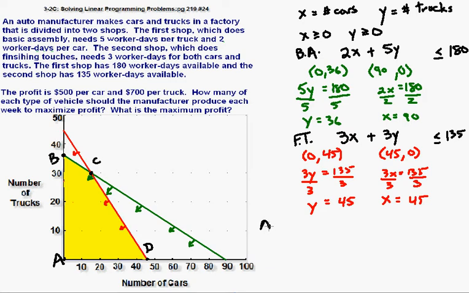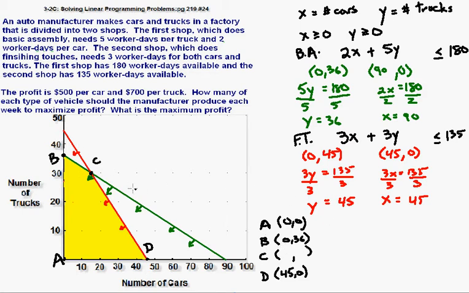So we know A, the ordered pair of A is 0, 0. We know the ordered pair of B is 0, 36. We know C is not going to be well known right away. And we know that D has an ordered pair of 45, 0. So the only pair we really don't know is C.